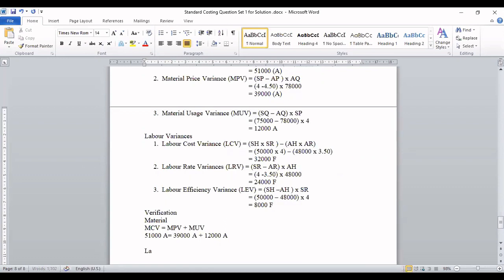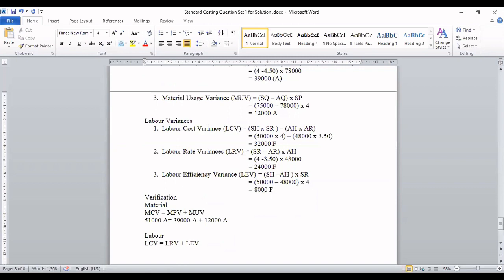Now, for labor, LCV is equal to LRV plus LEV. Tell me the values. 32,000 favorable equals 24,000 favorable plus 8,000 favorable. Very good. So I hope this part is clear to you.